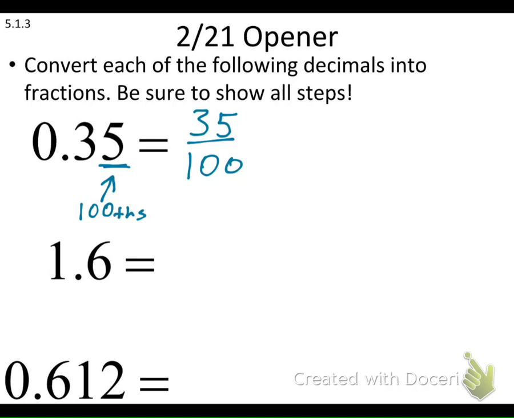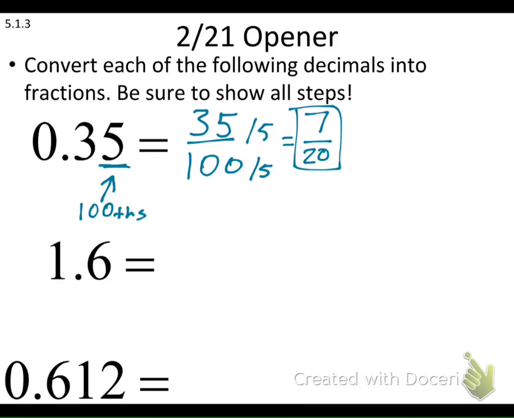That's right, yeah. So remember, we can only reduce by either 2 or 5, right? And since it ends in a 5 and it doesn't end in an even number, we have to divide the top and bottom by 5. Which you can do in your calculator, but I don't have a calculator with me. 35 divided by 5 is 7, and 100 divided by 5 is 20. Can that be reduced anymore? No, 7's a prime number, right? 5 doesn't go into it, and 2 doesn't go into it. So then you're going to box in your answer.